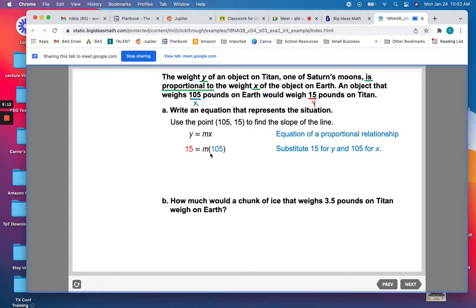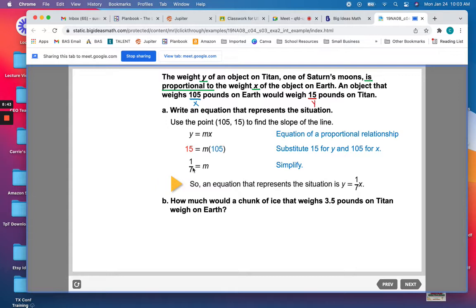Yes. So what kind of math is this right here, right now? Multiplication. It's currently multiplication. We are going to do division to move it. So divide 105 away from both sides. What is 15 over 105? You just reduce that fraction, and you'll see that it gives you 1/7. Okay? That is how you solve for slope when you have 2 points, when you have an x and y.